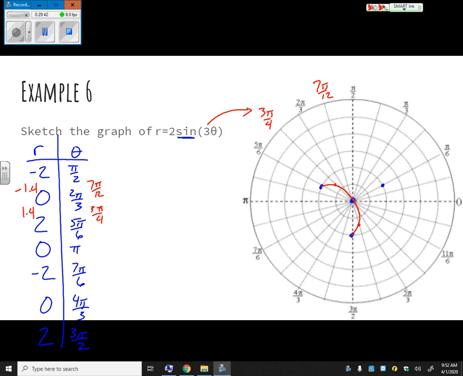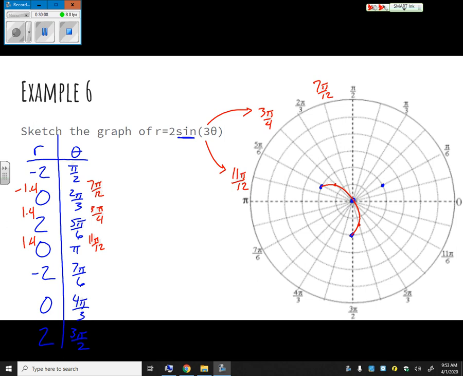Let's just do this one. What would that be? Let's see, 12. So 11 pi over 12, that would be in between right here. If I do 11 pi over 12, and multiply that by 3, that's going to be 33 pi over 12. That's going to help me. So 2 sine of 33 pi over 12, positive 1.4 again. That's good. That makes sense.